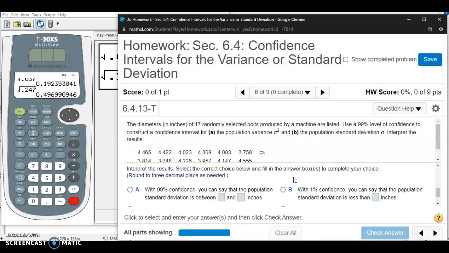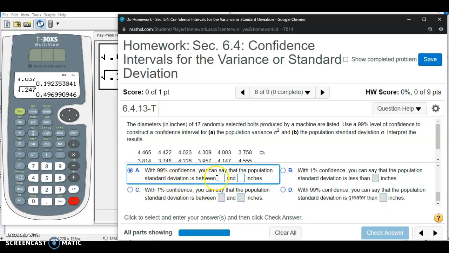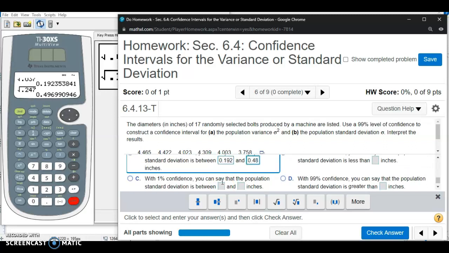Then we select the correct interpretation. Again, select the one that makes the most sense. So with 99% confidence, we can say that the standard deviation of the population of the diameters of these bolts is between 0.192 and 0.497.